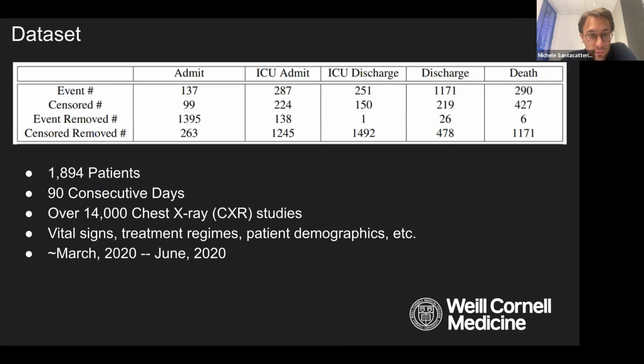So we didn't have any bunnies, but we had real data, and we had around 1,900 patients, 19 consecutive days of data, and more than 14,000 chest X-ray studies, vital signs and other information about patient demographics and so forth, during the first peak of the pandemic, March 2020 to June 2020.